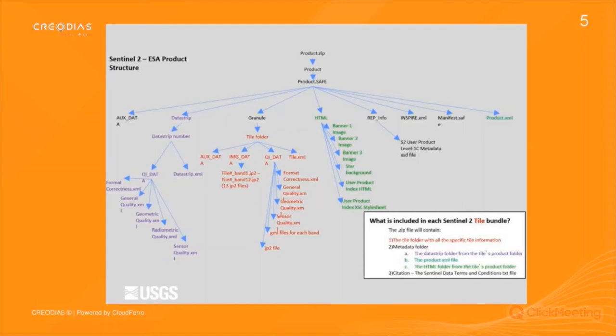The image data is stored in so-called JP2 format, which is JPEG 2000 compressed format. It's a typical operation for this data. So I will try to get a pointer. I hope you can see my pointer. The line we are following is from product to product .SAFE. That's where we are now. We have obtained the product ID, so we have the product .SAFE address. And now we are looking for the granule address because we want to get to the tile folder, then to get to the image data products.